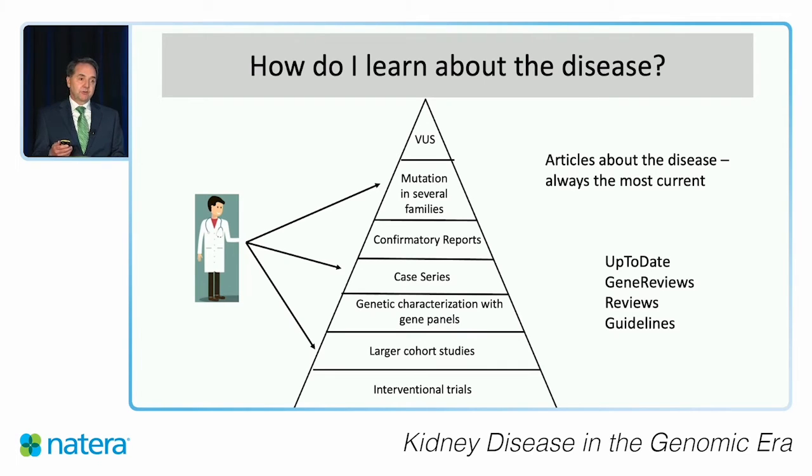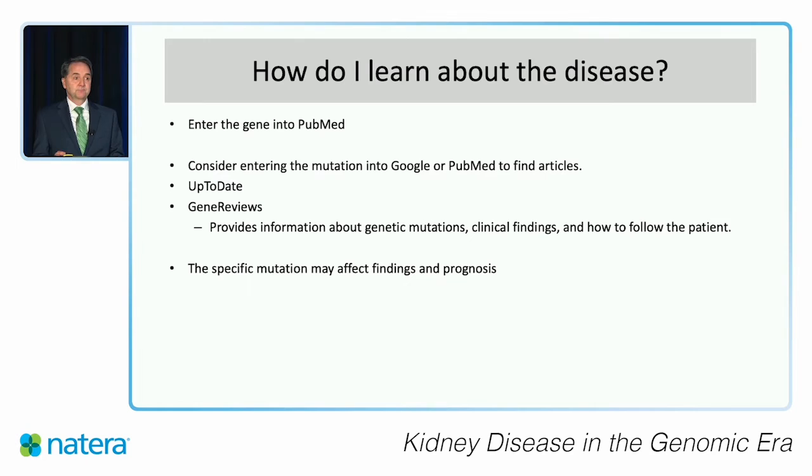As we go further down the pyramid, we have more information available. UpToDate is a great place to get information. Now, usually it's not gene-specific, but more grouped into conditions. However, it's a really great starting point. Gene reviews are written for geneticists and genetics counselors and doctors, and they're also really, really good. They provide a lot of information. And then there are reviews and guidelines.